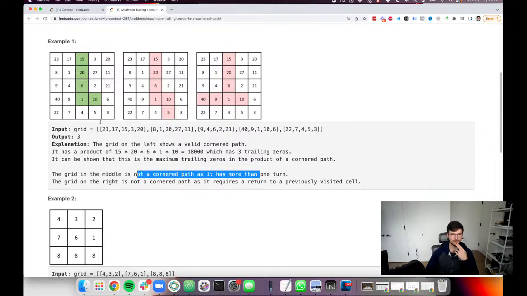The grid on the left shows, okay. Yeah, so the product in this case is this, which has 3 trailing zeros. Okay, fine.